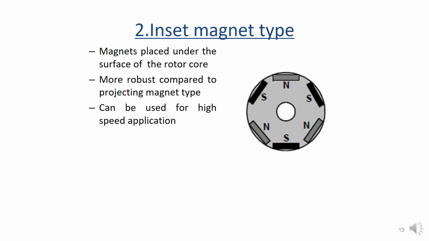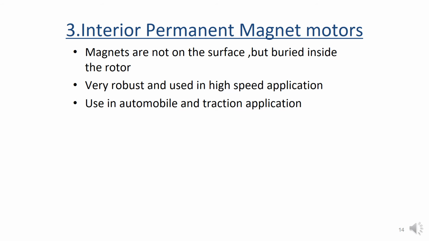The second one is the inset magnet type PMSM. Here the magnets are placed under the surface of the rotor core. We can see these magnets are under the surface, so it is more robust compared to the projecting magnet type. Then there are interior permanent magnet motors. Here the magnets are not on the surface but buried inside the rotor. It is very robust and used in high speed applications, such as automobile and traction applications.